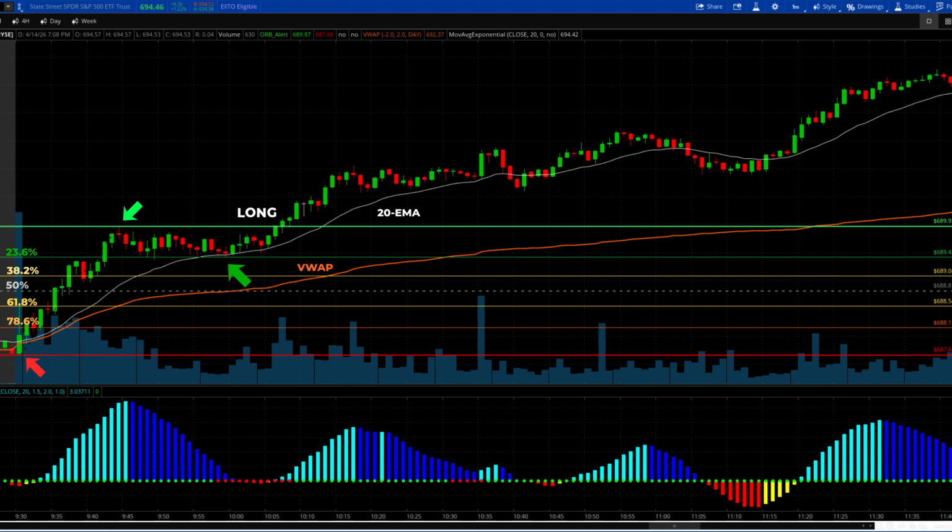Watch how price behaves as it pulls back to each level. Look for continuation if support holds. Example, in a downtrend, identify a strong move down. Draw from the highest point to the lowest point. Watch retracement bounces. Look for shorts if resistance holds.